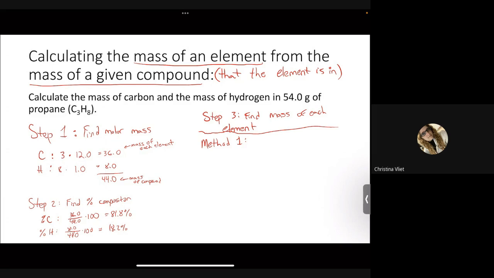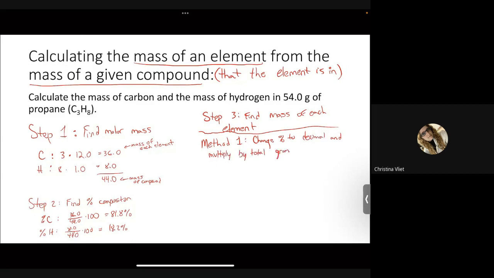Not divided. Multiplied by it as a decimal, so that you get a fraction of it. So method 1 would be to change the percent to a decimal and literally just multiply that times the total. So I'm going to write that out. Method 1 is the one for if you understand percentages and how they work. Change percent to decimal and multiply by total grams.